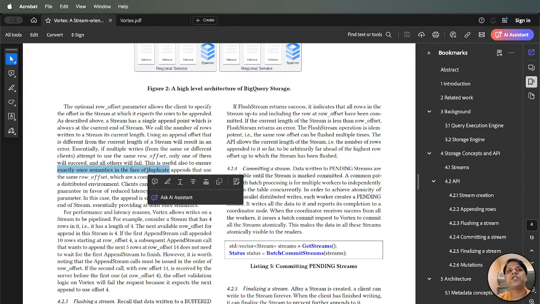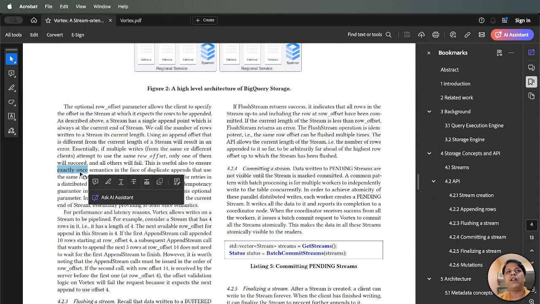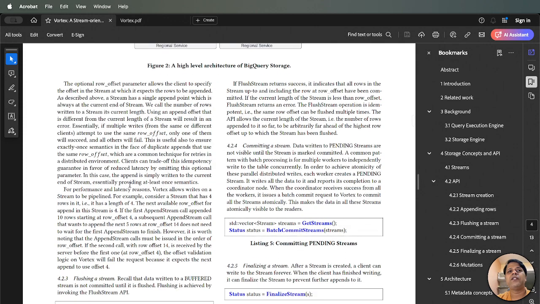if it comes in within the stream, in the append stream, then 2 records will have the same offset and it will fail. So to make sure that it gets written only one time, this row offset is used. If you don't use it, it will become at-least-once. That means you will have multiple records in your data.